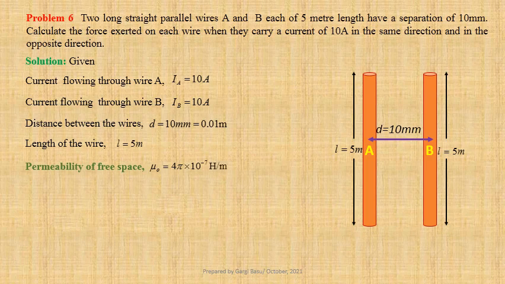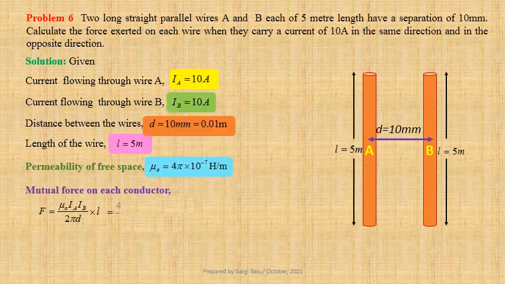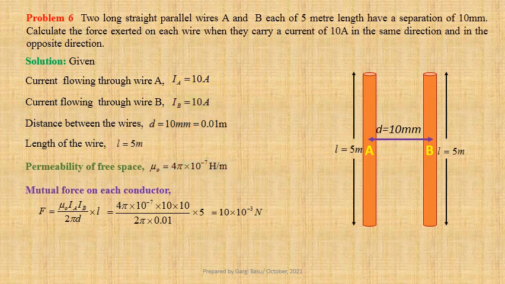Henry per meter. Expression for mutual force on each conductor, F equals mu0 times IA into IB divided by 2 pi times D into L. Using values we get 4 pi into 10 to the power minus 7 into 10 divided by 2 pi into 0.01 into 5, that gives us 10 into 10 to the power minus 3 Newton.